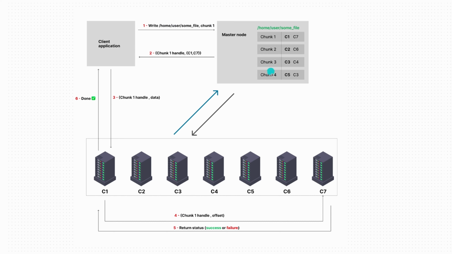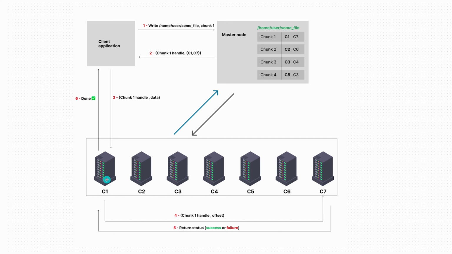The master node has this record of each chunk for this file specifically. It has this record saying, for example, that chunk 1 is in C1 and C7. That's chunk node 1 here and chunk node 7 here. For each chunk, the master node knows exactly where it's saved. So the master node will just say, okay, this is where you can save chunk 1. This is a handle where you can save it. And the client application will contact one of those nodes directly and send the data to this node.